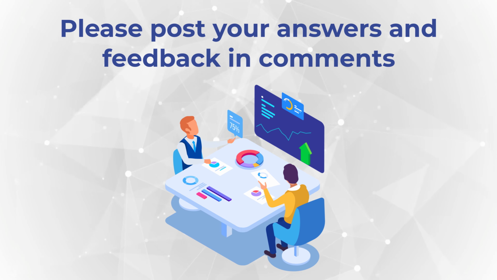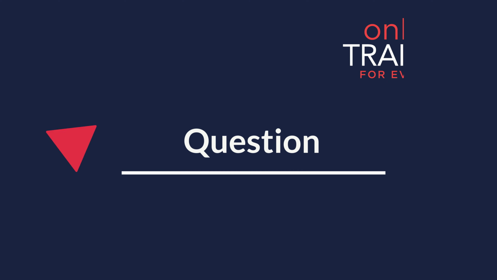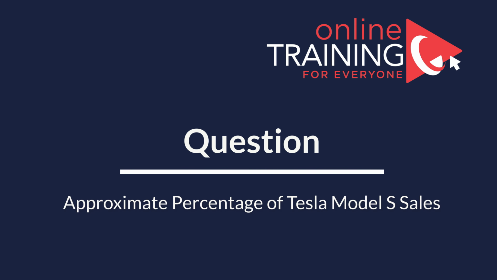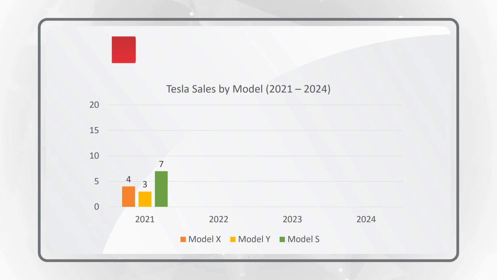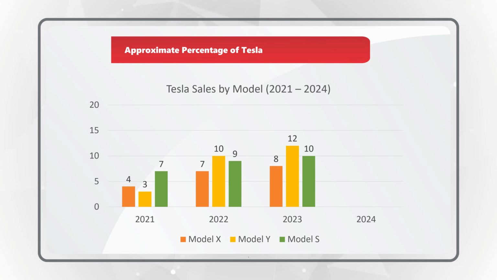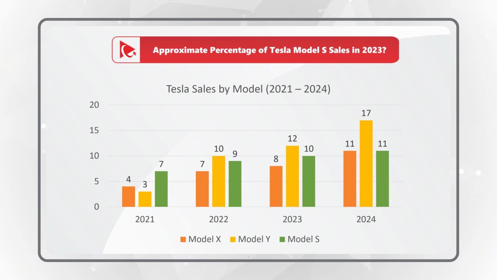Please make sure to share in comments so we can all learn. And now, I think is an excellent time for you to try your skills to see if you can solve the challenge. You need to determine approximate percentage of Tesla Model S sales in 2023. You're presented with the chart that shows sales by model between period of 2021 and 2024. And you have 4 different choices.